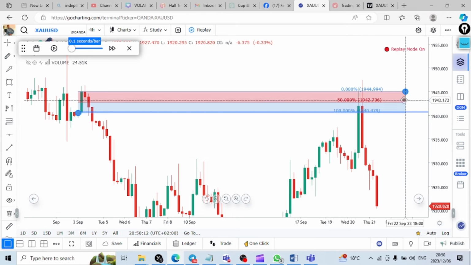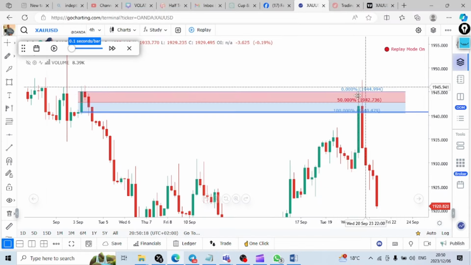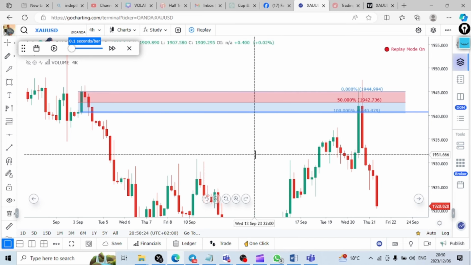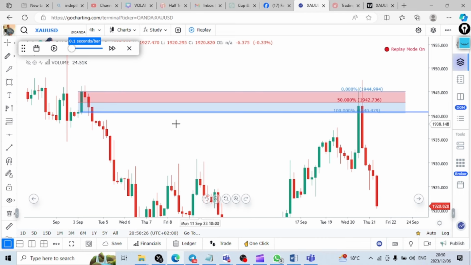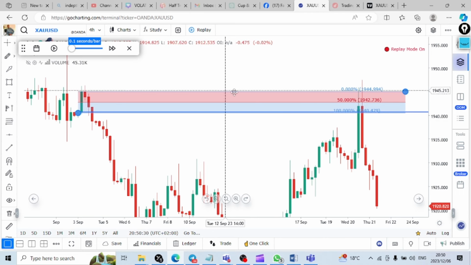So this concept of using the mean threshold to know if price is going to respect the order block or not works mostly in forex. When it comes to gold and cryptocurrency, that concept is not that applicable. So according to ICT, when you're using order blocks and you're trading currencies, you must respect the 50%.